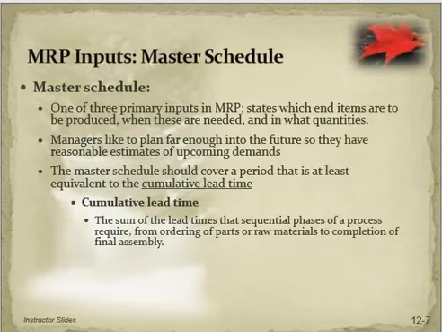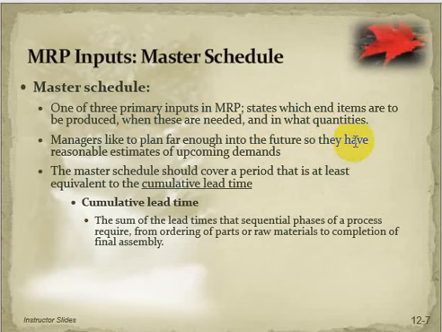Planning requirements. For the first one, MRP inputs, the first input is the master schedule. Master schedule, one of the three primary inputs. So how many inputs do we have? Three. We have three inputs in this system. The first one, master schedule, states which end items are to be produced, when these are needed, and what quantities.